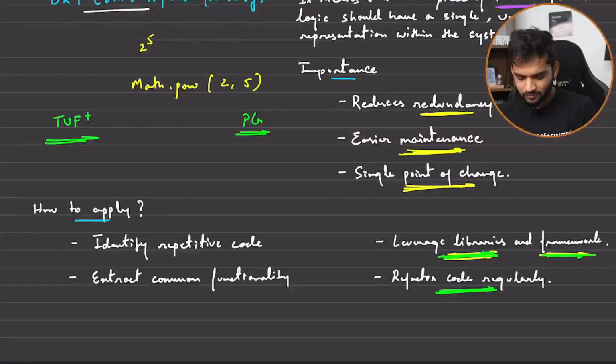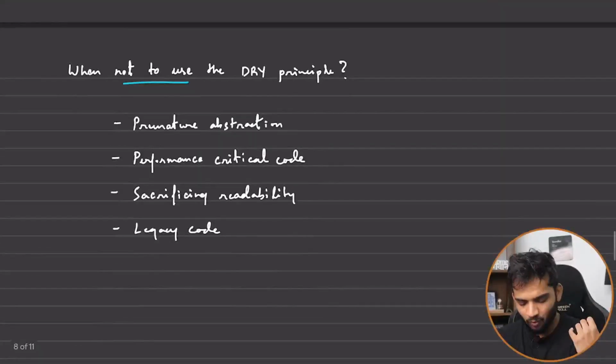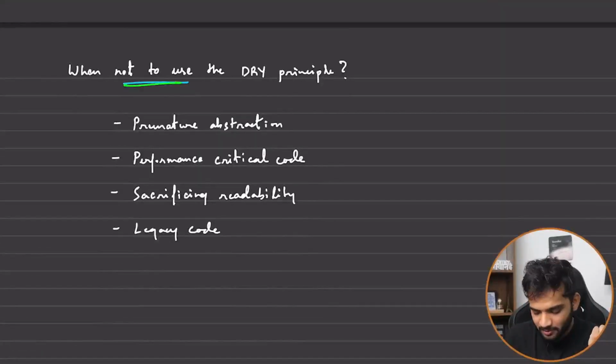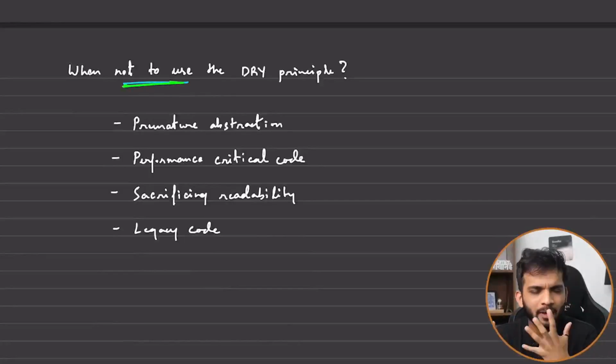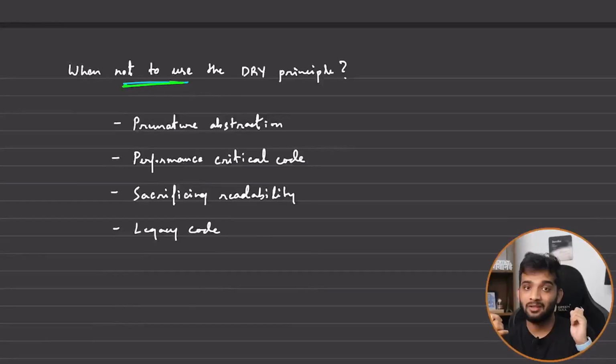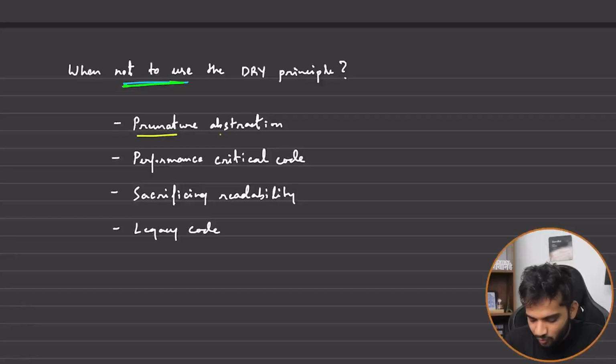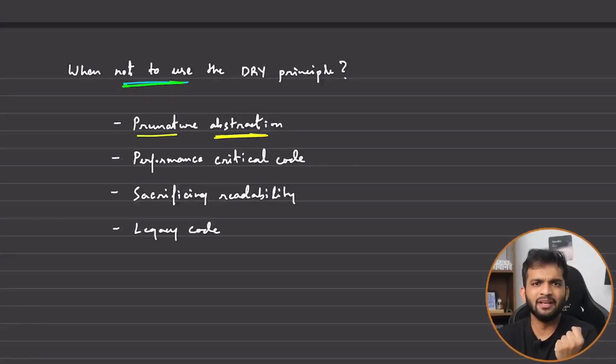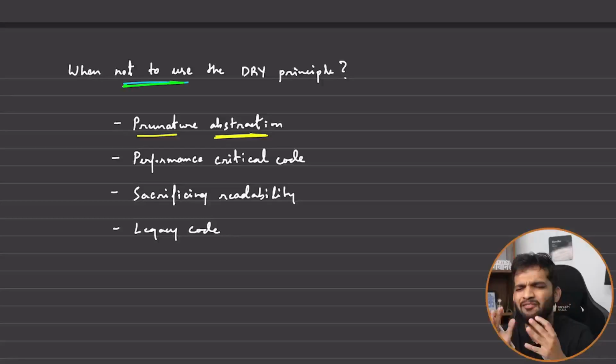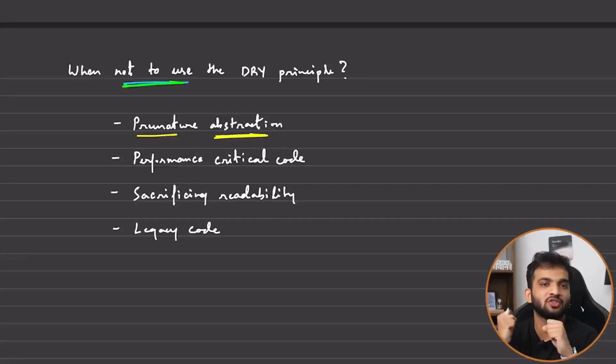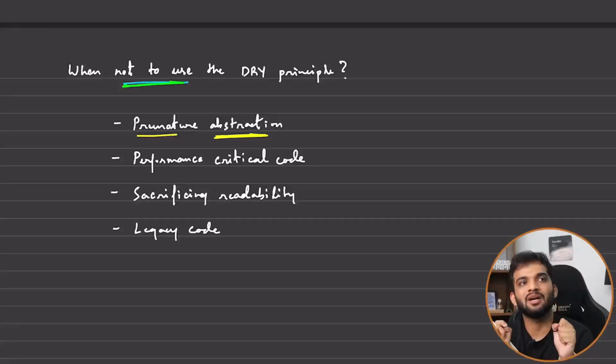Understood? Perfect. Next question. When not to use the DRY principle? Should we always use the DRY principle? No. In certain cases, you can decide to skip it as well. First of all, premature abstraction. For an example, you're writing code, and then you'll have to do a lot of changes in order to extract out the common logic. That's when you say, maybe I can just skip it. It's not necessary unless you see a major chunk of code.